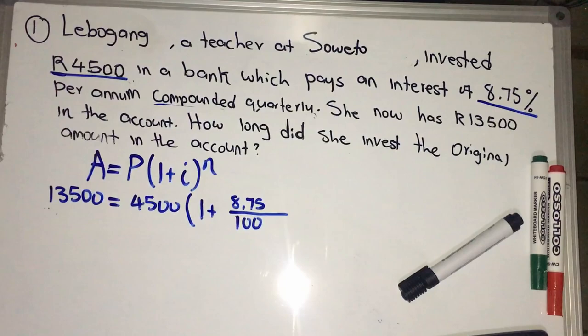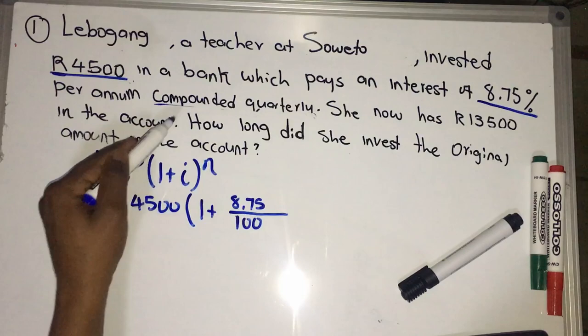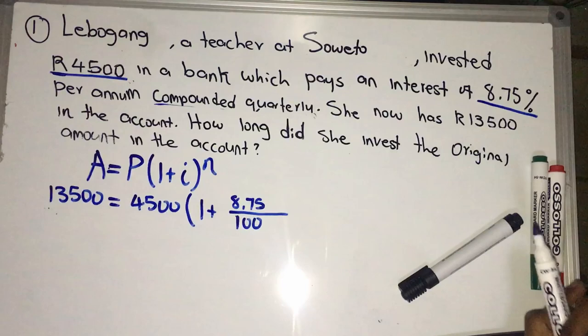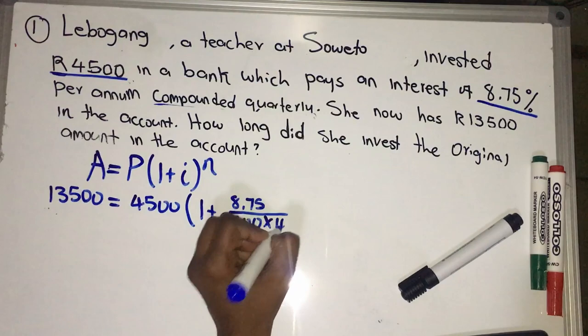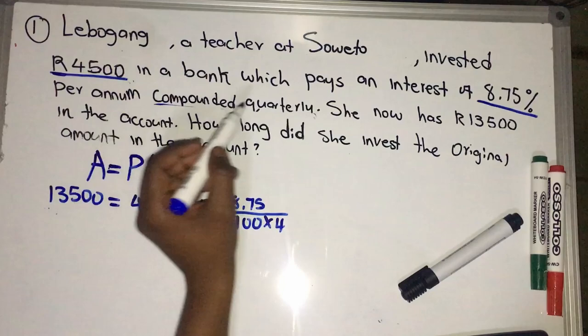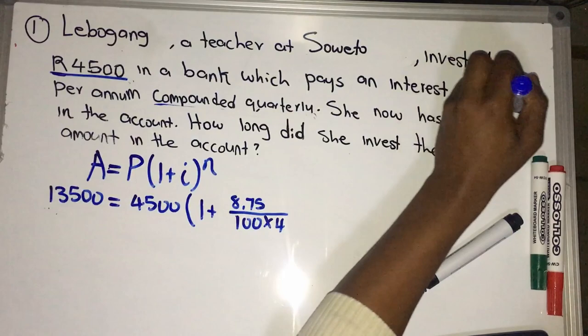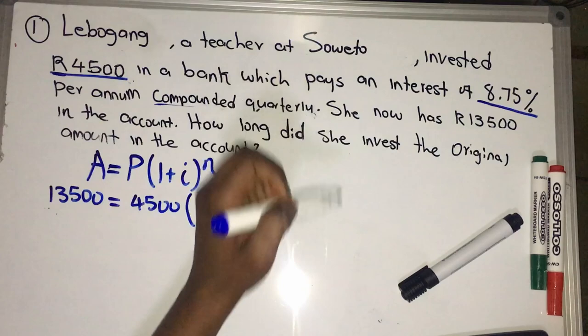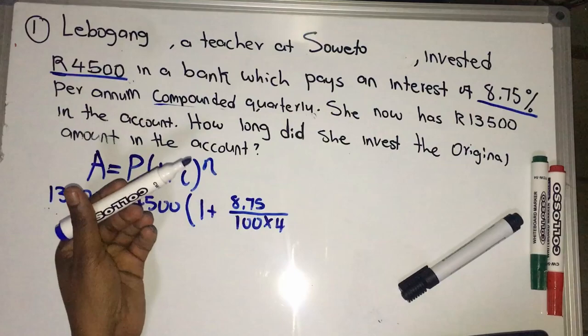So that 0.0875 was actually divided by 4 because we compound quarterly, every quarter. So in this case, we divide this by 4, and we have to multiply the exponent by 4 as well. So we get 0.0875 divided by 4. The 4 is there from the fact that we have quarters. The interest per annum is compounded quarterly, so the total interest 8.75 is divided by 4. Okay, so then we're looking for our duration.